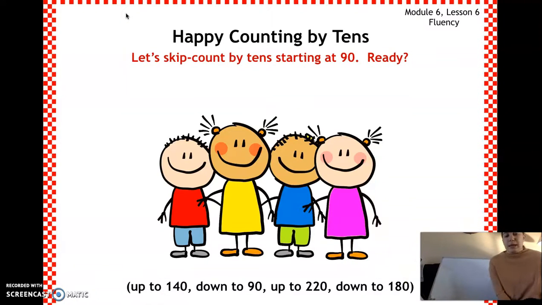So now we have copy counting by tens. We've done this the last few days. So today you're going to count by tens, but you're going to start at 90. Remember, you need a partner or somebody to point up and down. So you want to start at 90, and when you count up, you're going to go past 100. And then when you go down, you're going to have to go past 100 again. All right, nice job.